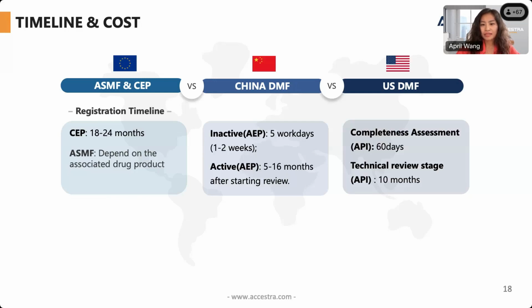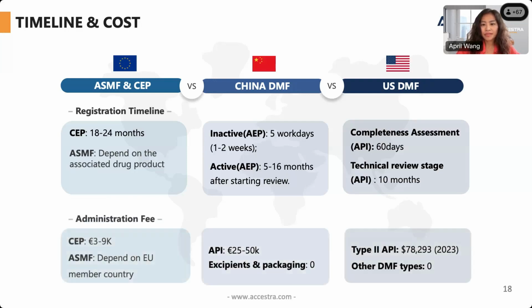And in the US, only API is required for technical evaluation. The timeline of completeness assessment is 60 days, and around 10 months for binding review with drug registration. And the administration cost for China API is around 25,000 euros to 50,000 euros, as I mentioned before, which falls between EU and the US. And it's free for excipients and packaging materials.